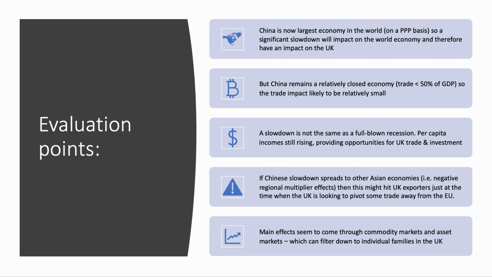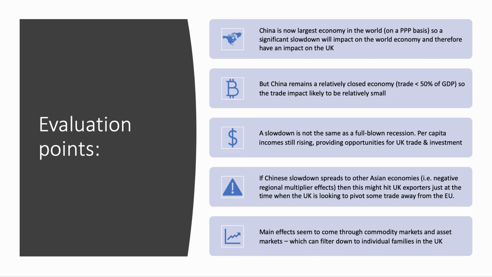How can we evaluate the impact? Well, my first point is that China is now the largest economy in the world. So a significant slowdown in China will have an impact on the world economy and therefore knock-on effects on the UK. However, evaluation point, China in relative terms remains a fairly closed economy. Chinese trade as a share of GDP is still less than 50%. So the trade effect is likely to be relatively small.